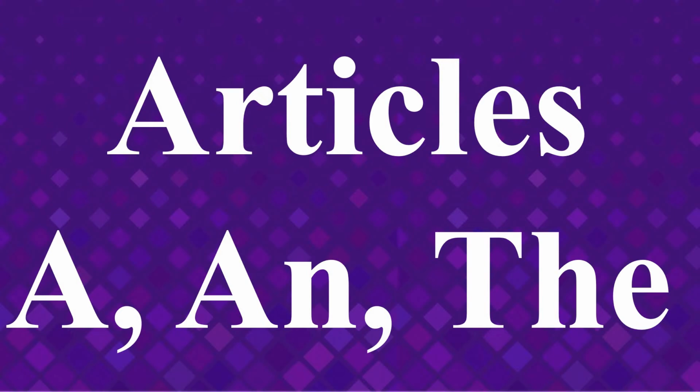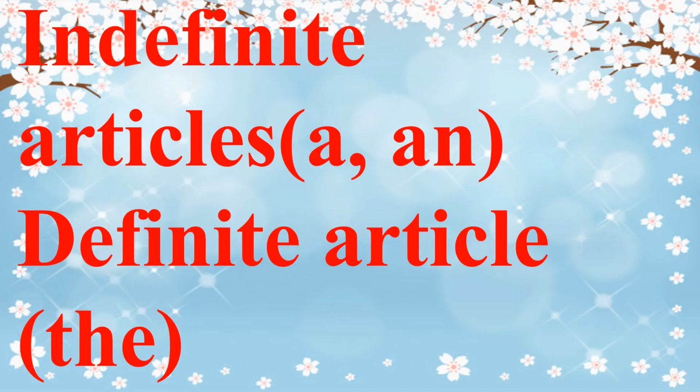A, an and the are called articles. Do you know there are two kinds of articles? Indefinite articles a and an, and the definite article the. So let's move to know the indefinite articles first, that is a and an.